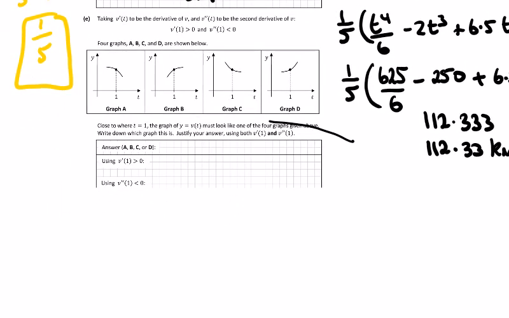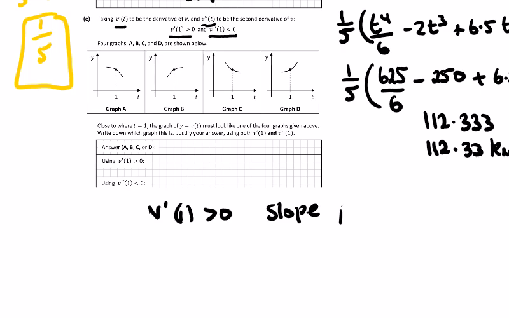Last part here they throw in, just to separate the guys who have a little bit more knowledge, taking v prime t to be the derivative and v double prime t to be the second derivative, and v prime 1 is greater than 0 and v double prime 1 is less than 0. 4 graphs are shown. Close to where t is equal to 1, the graph of y is equal to v of t must look like one of the 4 graphs given above. Well, the first bit of knowledge here, if v prime 1 is greater than 0, prime is slope, that means the slope is positive.